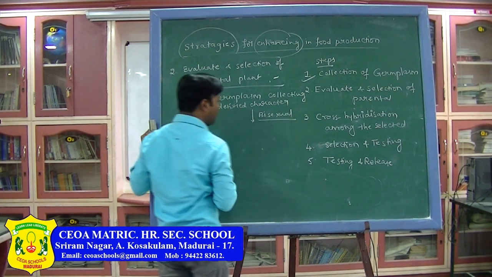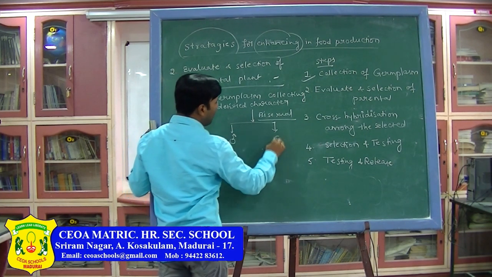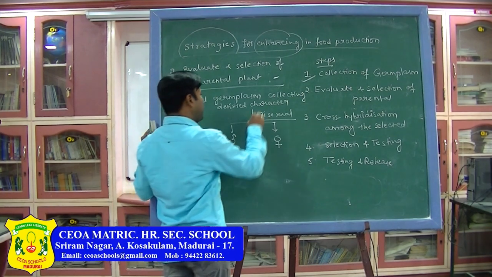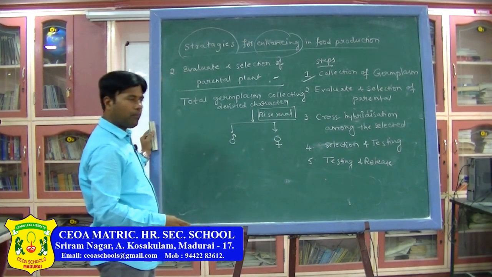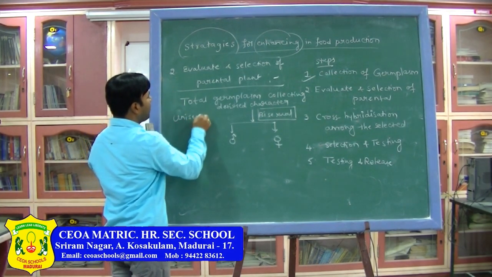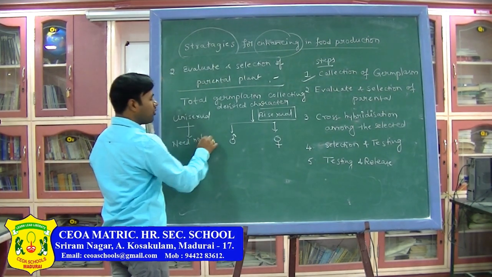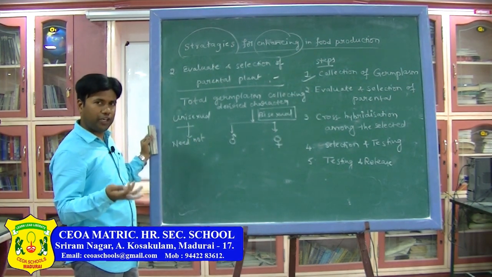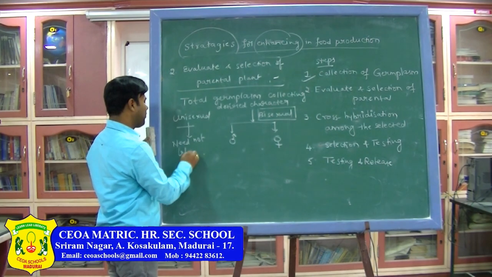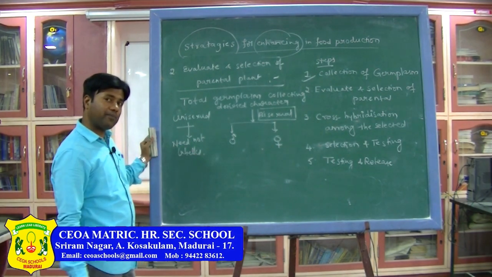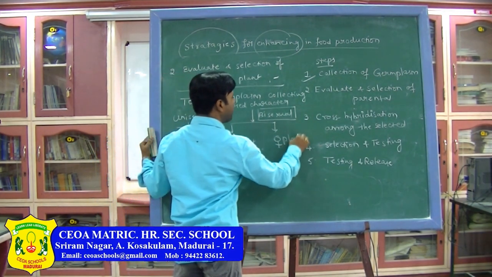So whenever bisexual flowers or plants are present, what do we do? We have to label them as male plant as well as female plant. In the case of bisexual plants only, we have to label a male plant and a female plant. Whereas if unisexual flowers or plants are there, you need not label. Why? Unisexual, either male or female only is present. By seeing the flower you can understand whether it is male or female, so you need not label for the unisexual. Bisexual means we have to select this plant as a male plant and this plant as a female plant. Like that we have to select.